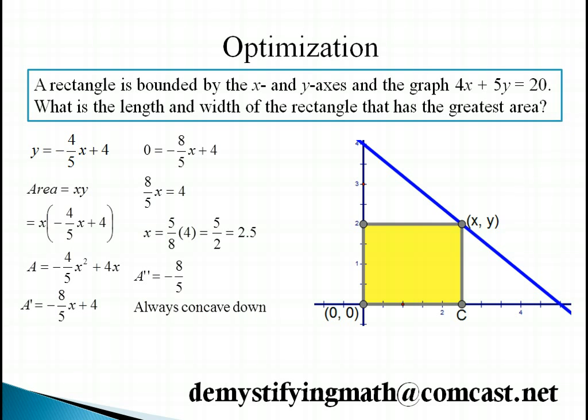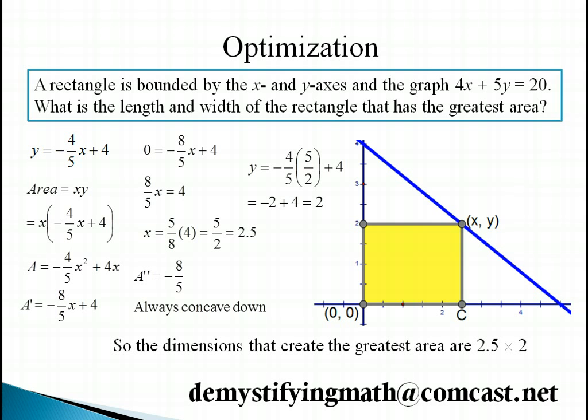So we have x equals 5/2, and we need to figure out what our y value is. So we're going to plug 5/2 back into our equation for y, which was the negative 4/5 x plus 4. And that gave me out 2. So when x is 2.5 and y is 2, we have our maximum area. And then all we have to do is multiply them together to get the maximum area, which in this case would be 5. So 2.5 by 2 creates our greatest area, 5.